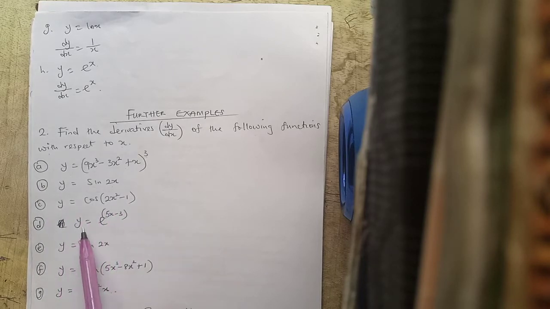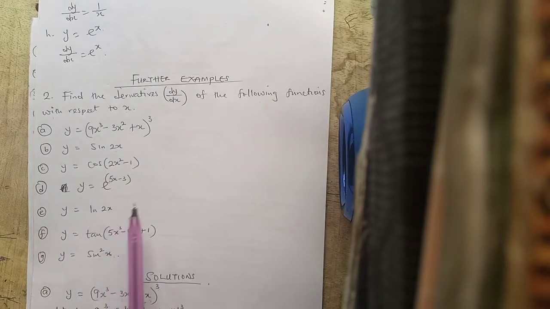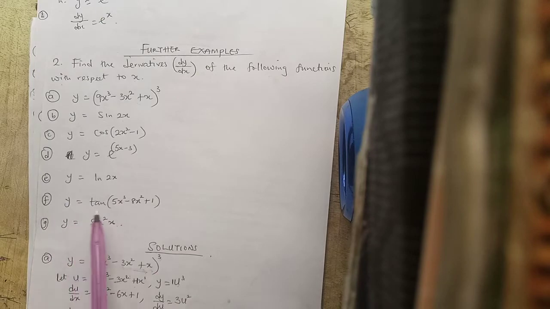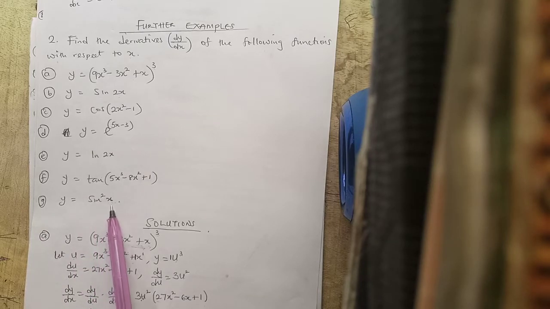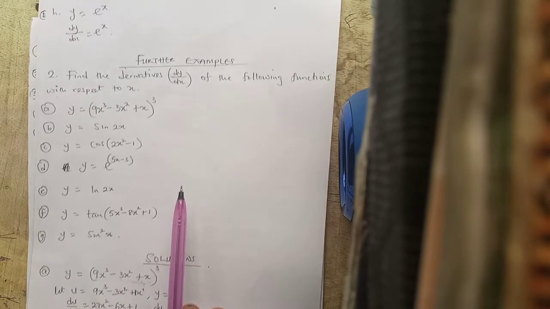The fourth one is y equals exponential of (5x minus 3). The fifth one is y equals ln 2x. The sixth one is y equals tan of (5x cubed minus 8x squared plus 1). And the last one is y equals sine squared x. So now let's see how we can do this.